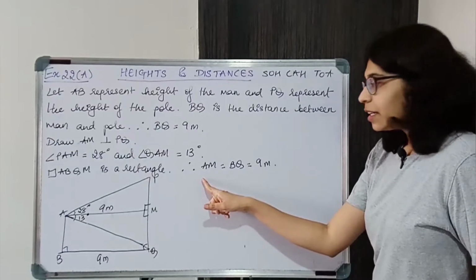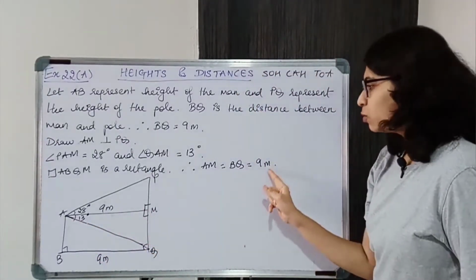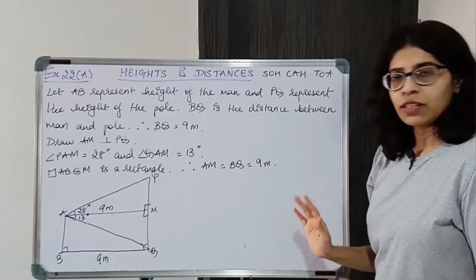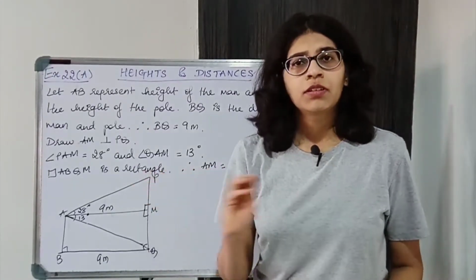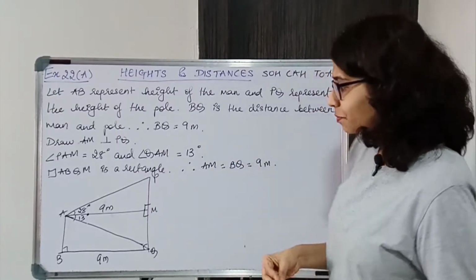Now since this is a rectangle, opposite sides are equal. So BQ and AM are equal. Both are 9 meters. Okay. Now coming to the solution part. Starting with the solution.